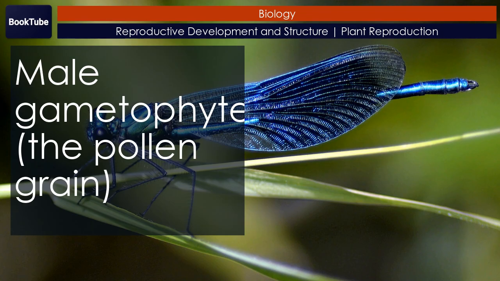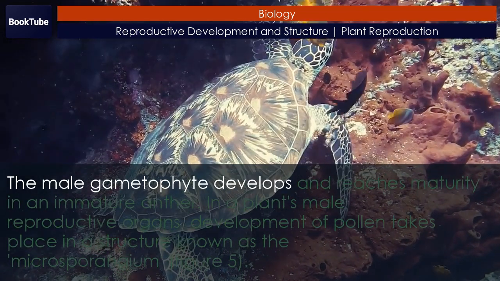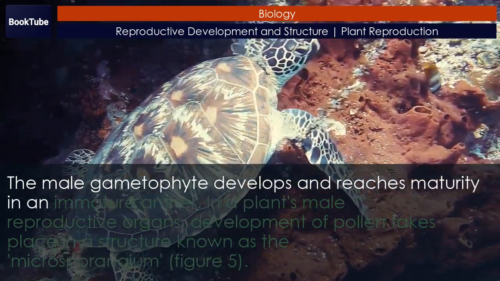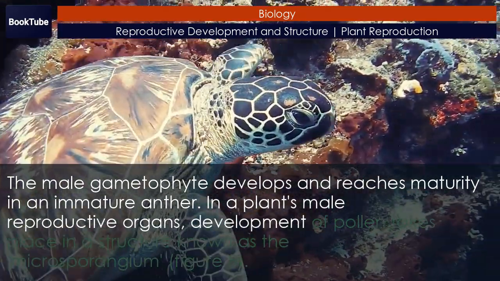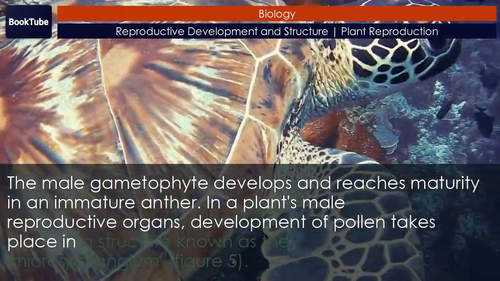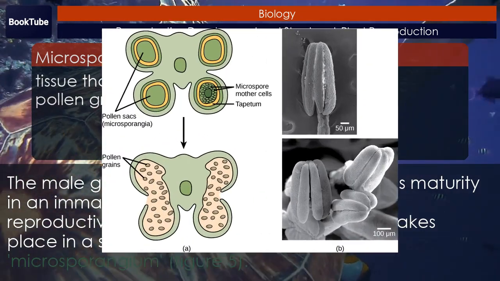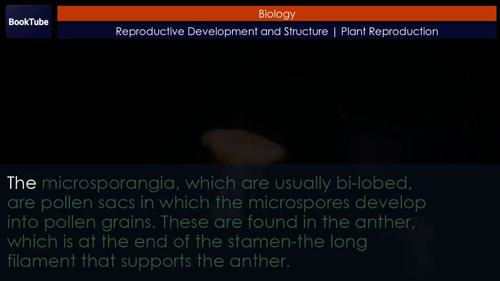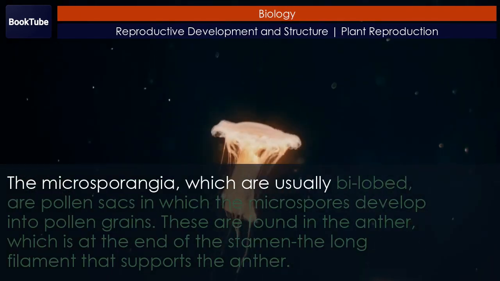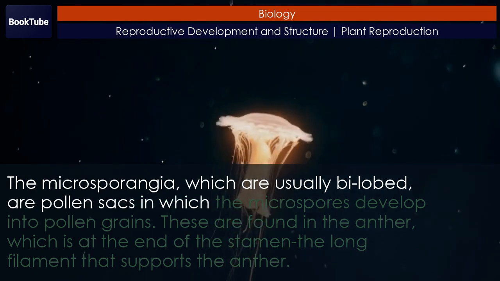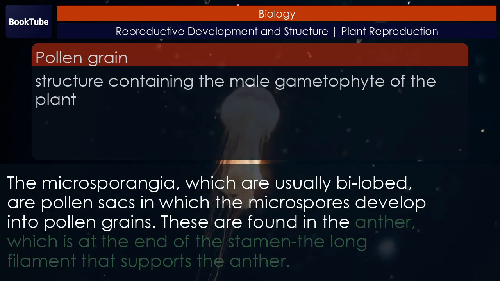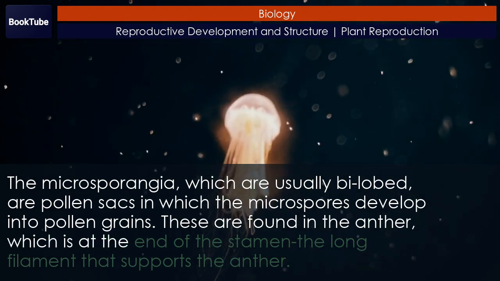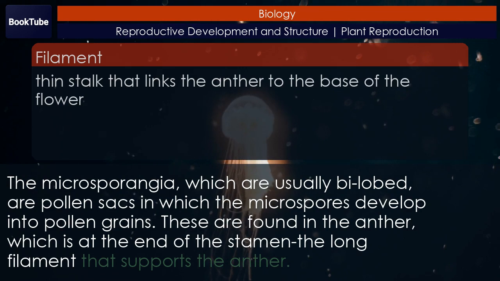Figure 4. Male gametophyte, the pollen grain. The male gametophyte develops and reaches maturity in an immature anther. In a plant's male reproductive organs, development of pollen takes place in a structure known as the microsporangium. Figure 5. The microsporangia, which are usually bilobed, are pollen sacs in which the microspores develop into pollen grains. These are found in the anther, which is at the end of the stamen, the long filament that supports the anther.